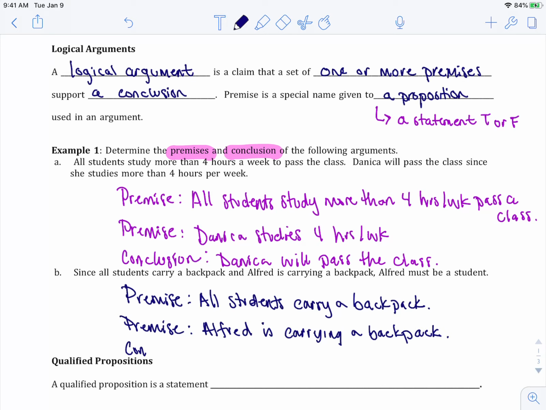And then my conclusion, Alfred is a student.